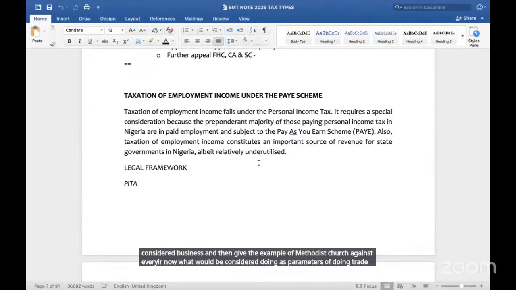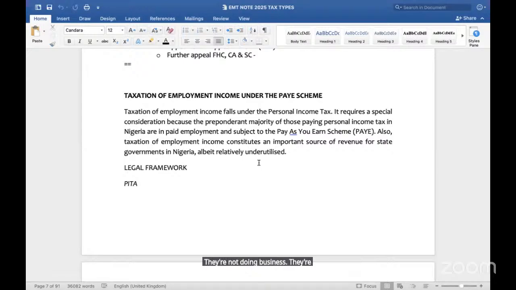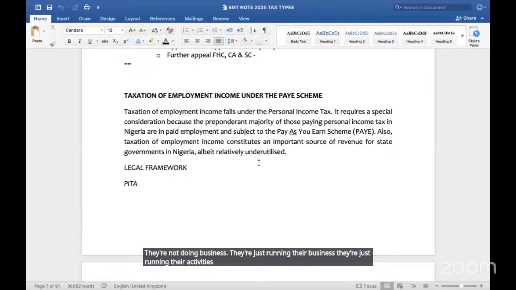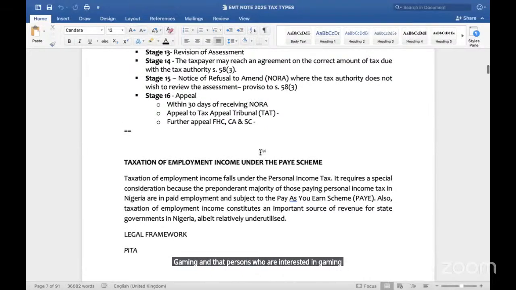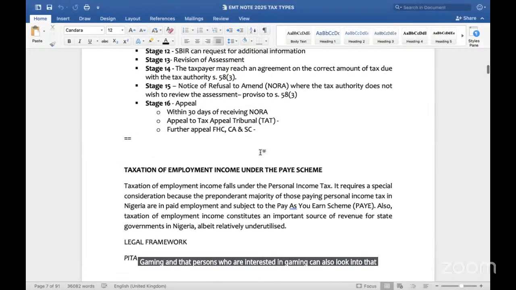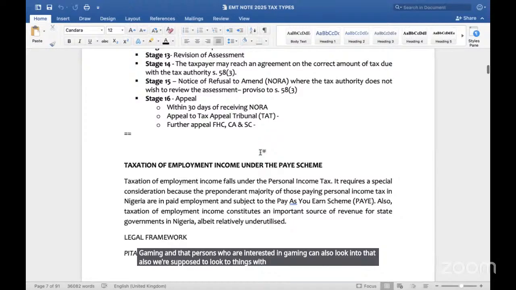Where, for instance, you have a church or a school claiming that because they're exempted, they're not doing business; they're just running their activities according to how they do it. Since those establishments are ordinarily exempted under the respective tax laws, they are not supposed to be charged. You also mentioned the issue of gaming, that persons who are interested in gaming can also look into that.